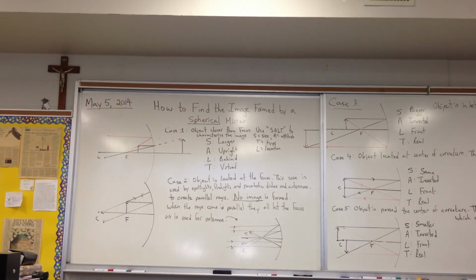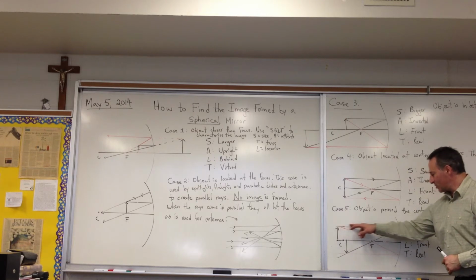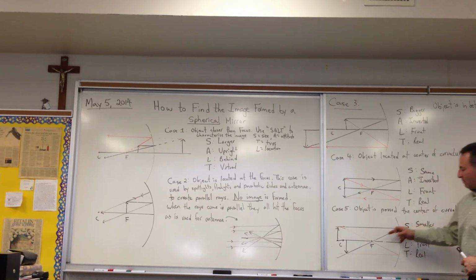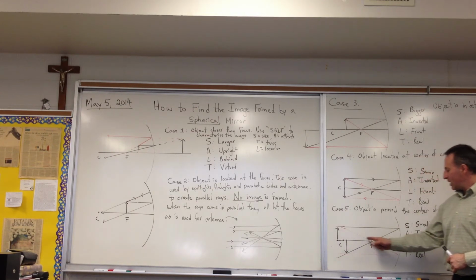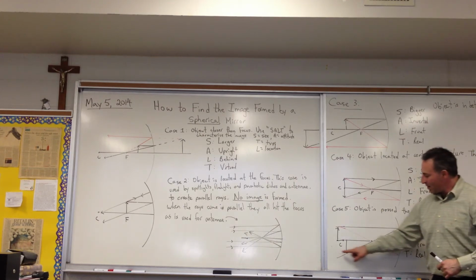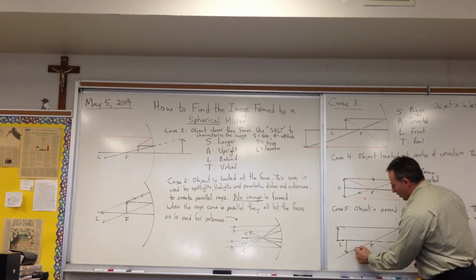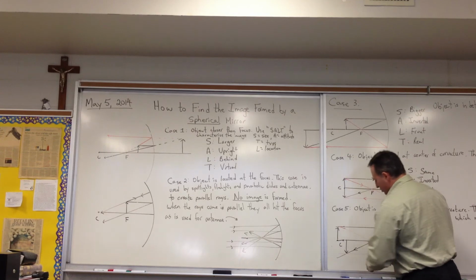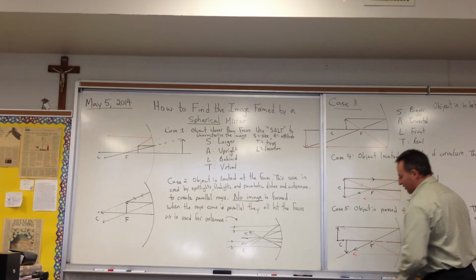Case 5, the object is past the center of curvature. The image is going to be smaller, inverted, and real, which means it can be cast on a screen. As you can see, again, I use 2 rays. One goes to the mirror and then passes through the focus. The second ray goes through the focus, hits the mirror, and then comes back parallel to the principal axis. Where those 2 rays intersect is where your image will form.